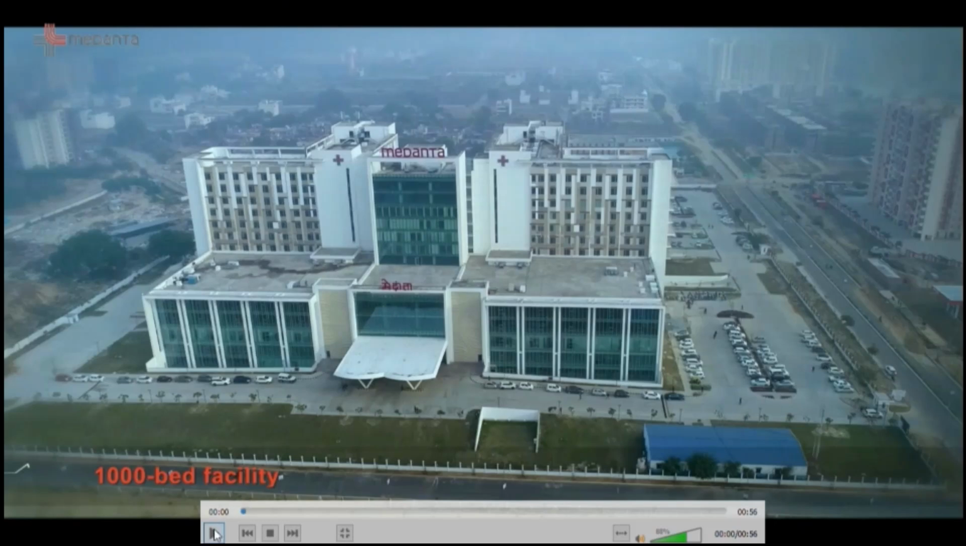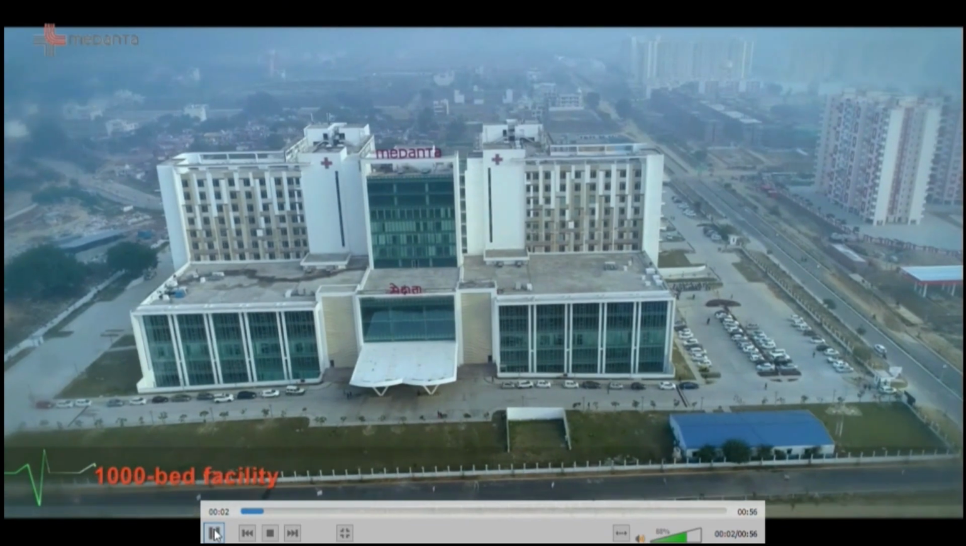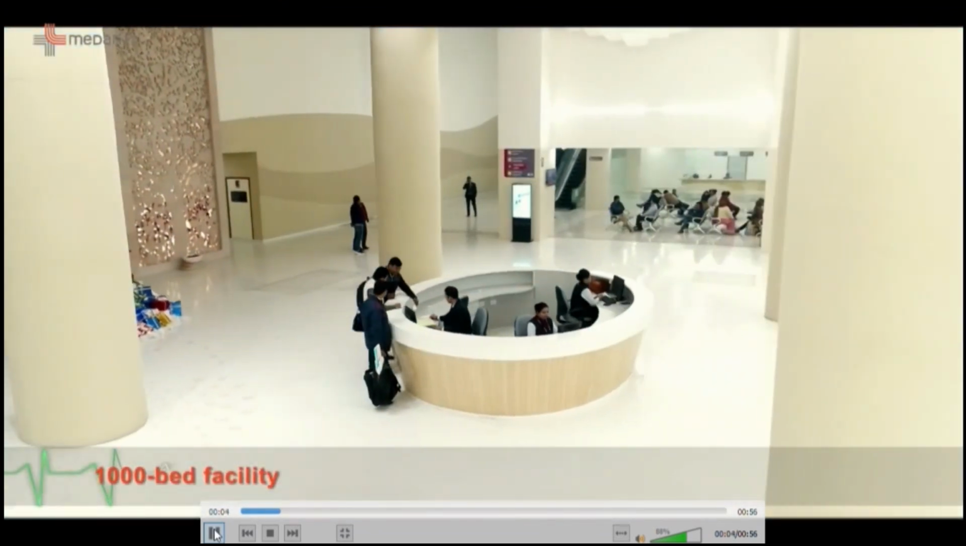Okay, and I would like to move to the Medanta Hospital in Lucknow. Dr. Goel? Okay.